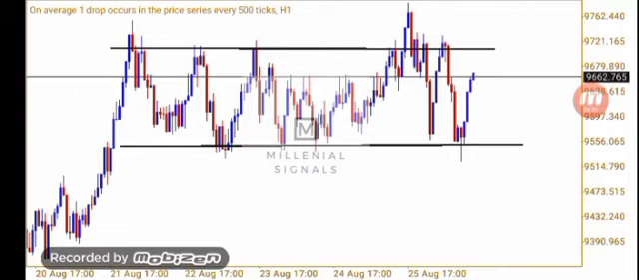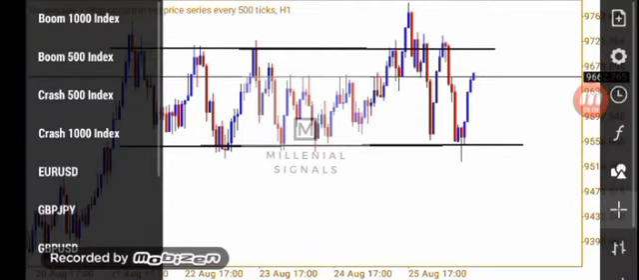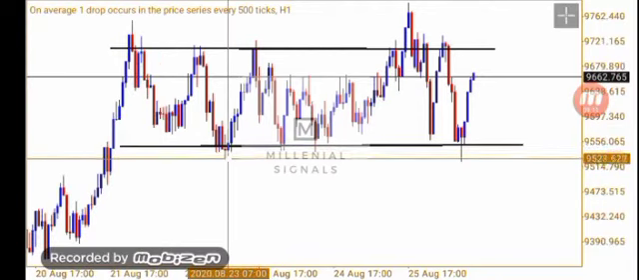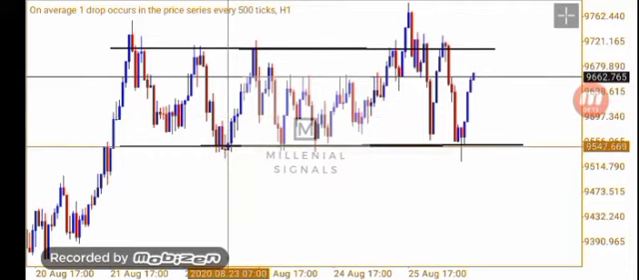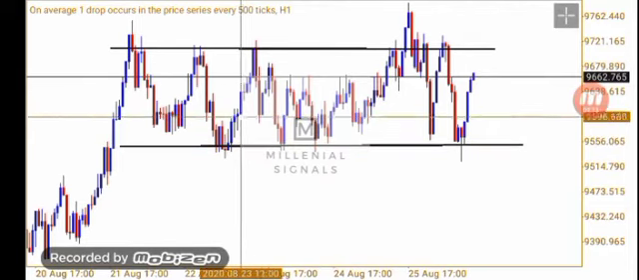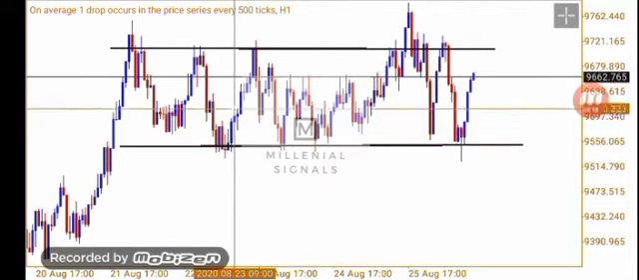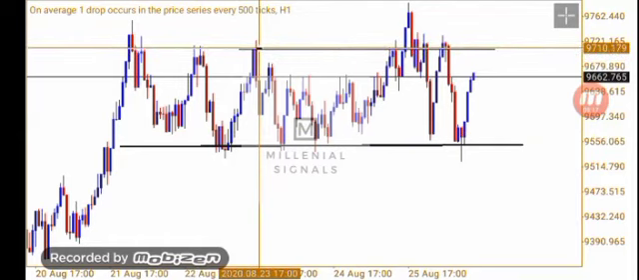And you can see as well, after the signal, price went up. You see, price was rejected, and the buyers took charge of the market. The buyers took control of the market, and they were able to drive price up. So I think that's clear, right?